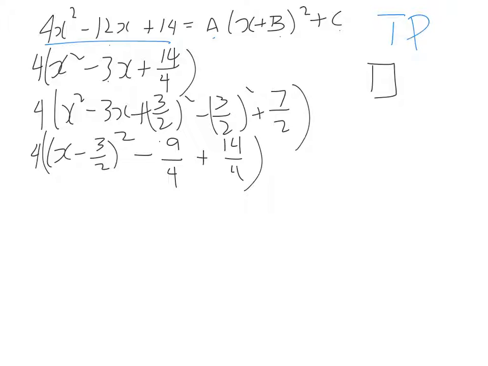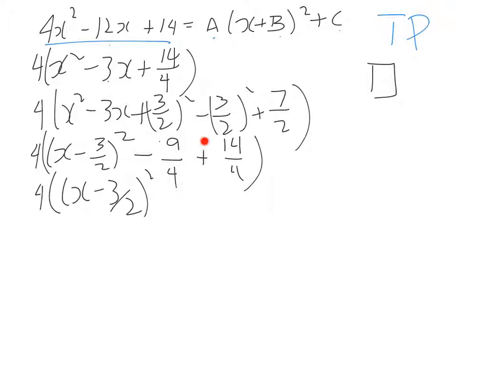So then from there, we just keep simplifying. 4 times x minus 3 on 2, all squared, negative 9 on 4, plus 14 on 4, and we end up with... I think I've made a mistake in my working out. Let me just check my working out. Regardless, the technique is still the same for what we want to do.